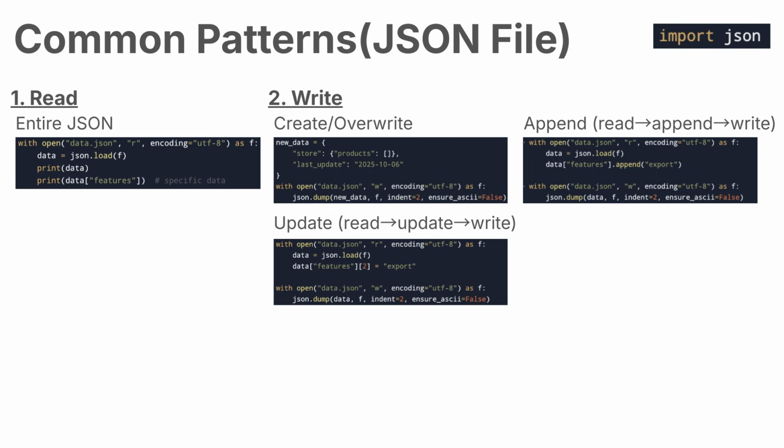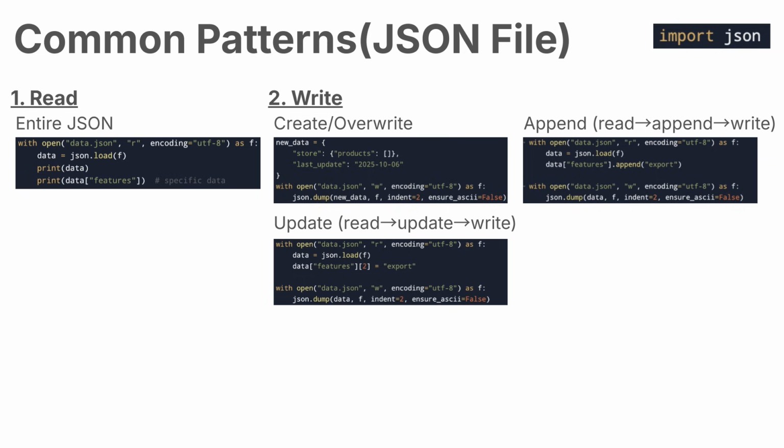4. Update. Read, update, and write. Updating values is the same pattern. Read, change the piece you care about, maybe replace an item in a list or bump a version number, and then write it back out. Because you're editing a dictionary or list, it's clear what changed and where.